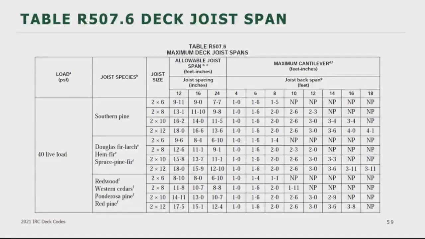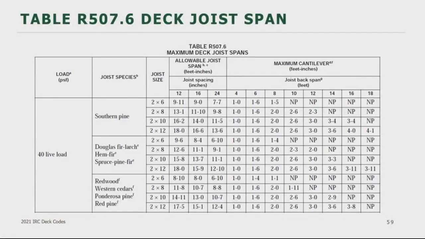You will also notice, on the right-hand side of the table, the maximum cantilever length is based on joist span. While the first part of the table gives you the maximum joist span, the cantilever section will give you the maximum cantilever based on the length of the joist that you actually have.